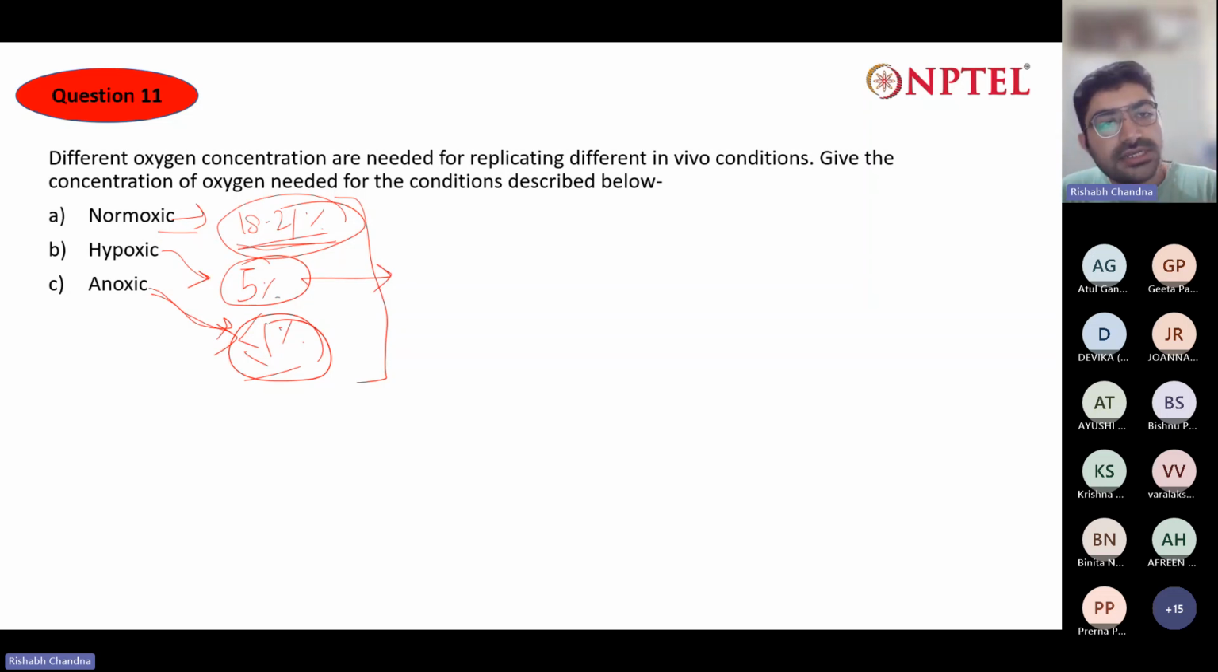So we maintain hypoxic conditions there, as well as for some other processes. And anoxic conditions is also one of the conditions where there is no oxygen, especially when we are studying the role of certain molecules that are regulated by oxygen. So there we need anoxic conditions, maintained at less than 1%. So these are the different ranges of oxygen that are maintained in the cell culture system. Okay. So anybody has any doubt?